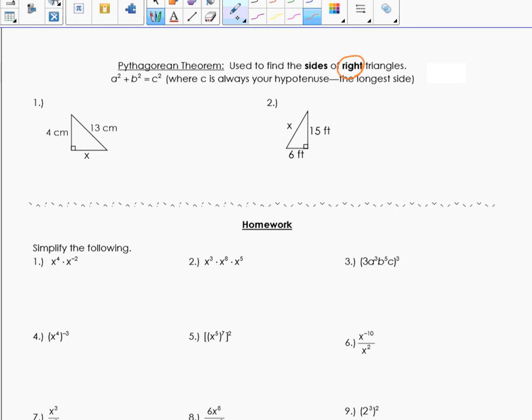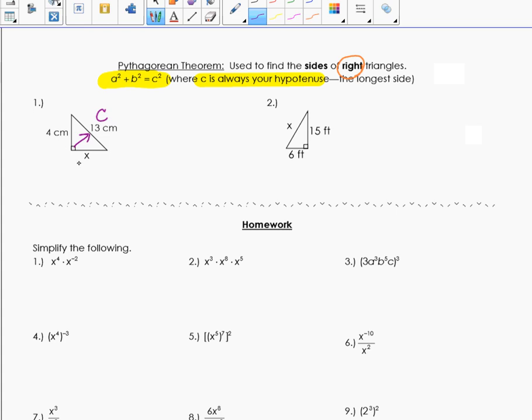Okay, so remember your Pythagorean theorem is a squared plus b squared equals c squared, and c is always your hypotenuse, which is the longest side. Okay, hopefully that's ringing a bell for you. So if you look at number 1, we're going to use that to find the sides of right triangles. Well, your hypotenuse is always your longest side. It's also, remember, across from your right angle. So my hypotenuse is that 13.